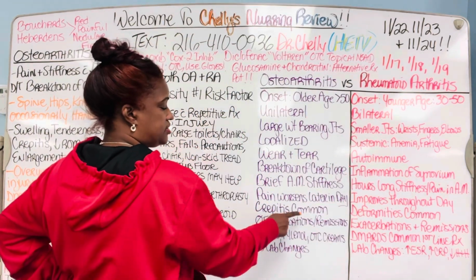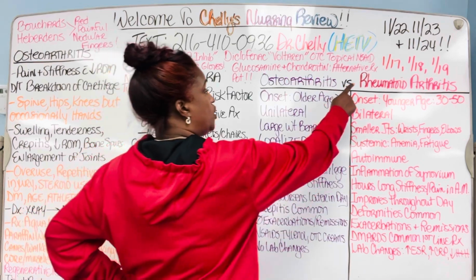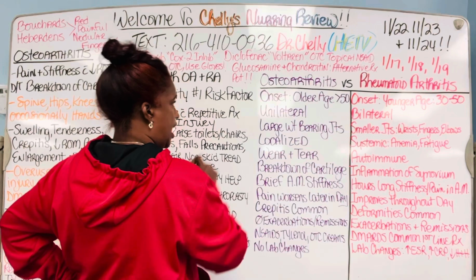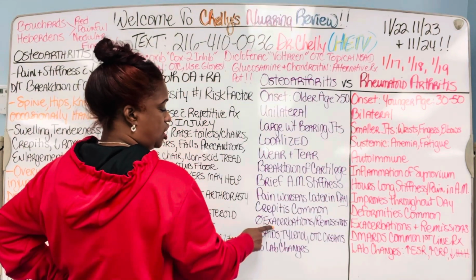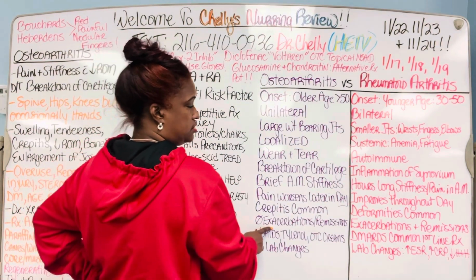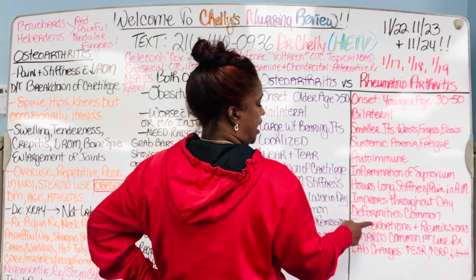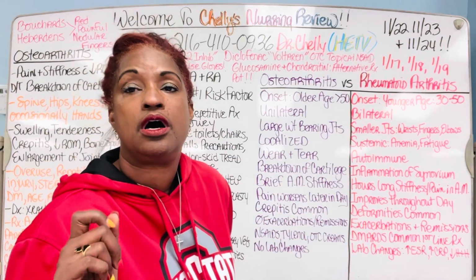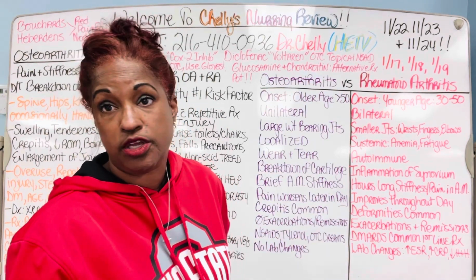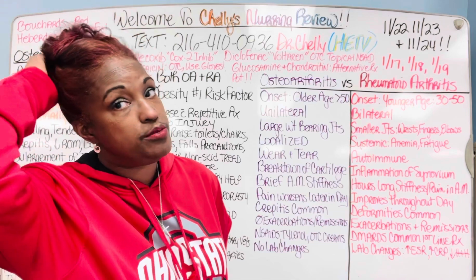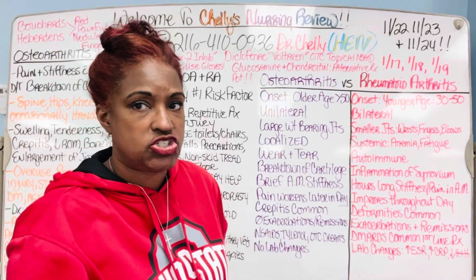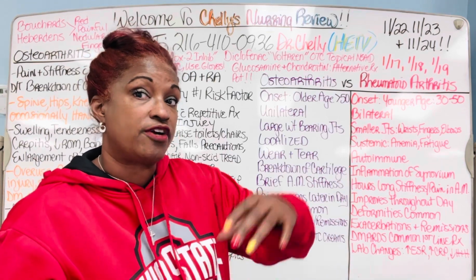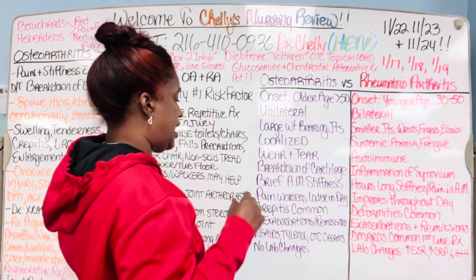Osteoarthritis, crepitus is common. Rheumatoid arthritis, deformities are common. Osteoarthritis, no exacerbations and remissions. Rheumatoid arthritis, exacerbations and remissions like most autoimmune diseases. That's what you got to know about autoimmune diseases. Autoimmune diseases are always plagued with remissions and exacerbations. Exacerbations is another word for flare-ups, okay?